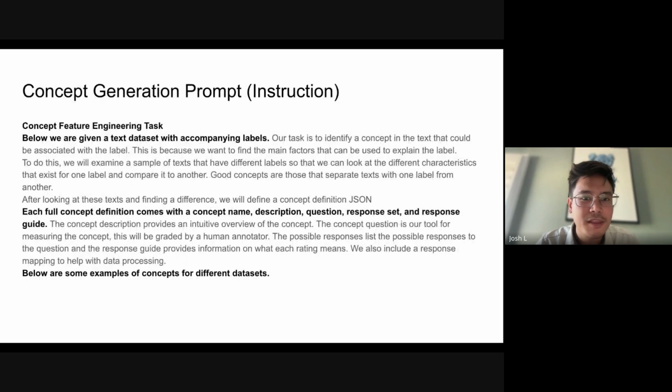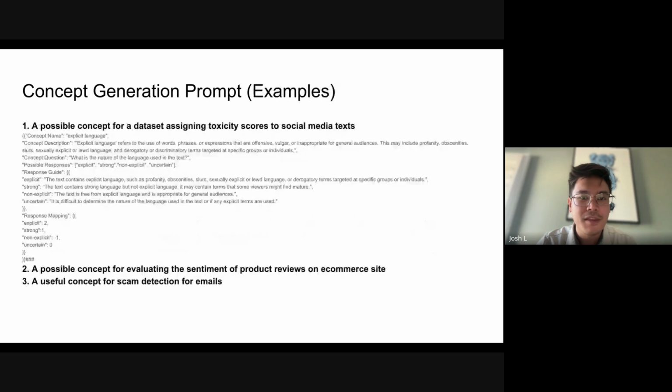So in the first part of the concept generation part, you have the instruction. And in this part, we essentially tell the model that you will be given a text data set with accompanying labels, and your task will be to generate the concepts. And a concept is defined by a name, a description, a question, a response set. And for each response, you have a guide for what it means for a given text to fall under that label. And after that, we provide some examples of concepts on different datasets.